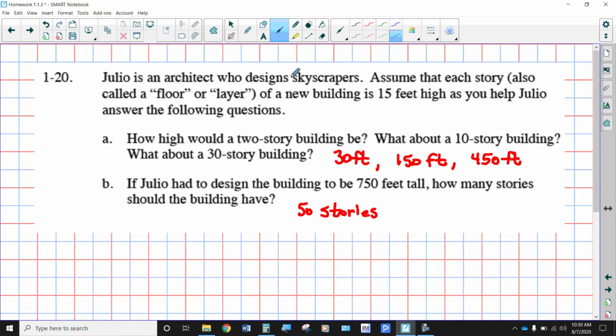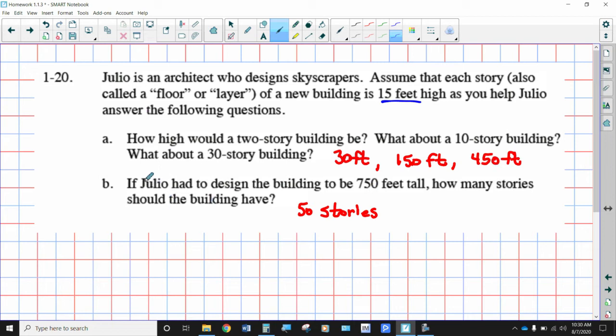All right, Julio's architect is an architect who designs skyscrapers. Assume that each story is 15 feet tall. So how tall would a 2-story building be? That would be 30 feet. 10 stories would be 15 times 10. And then 30 stories would be 30 times 15, which is 450.